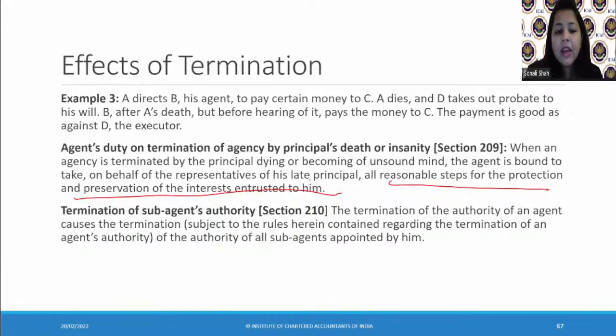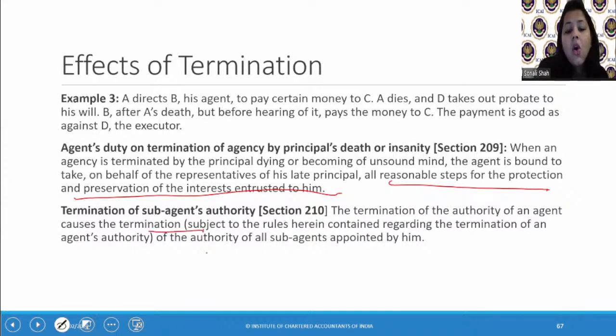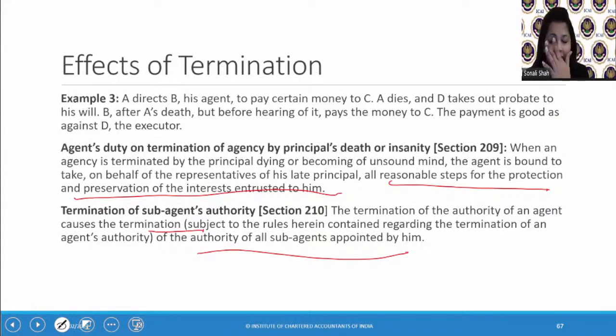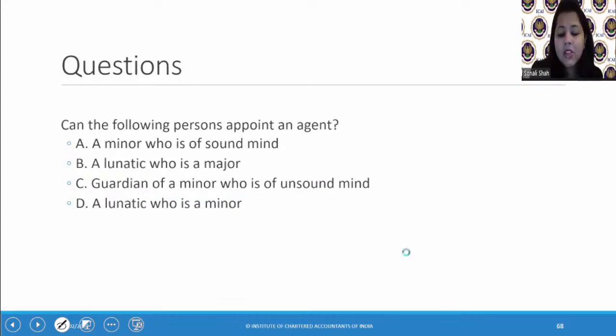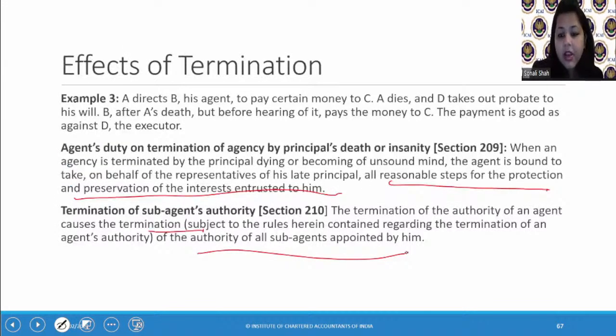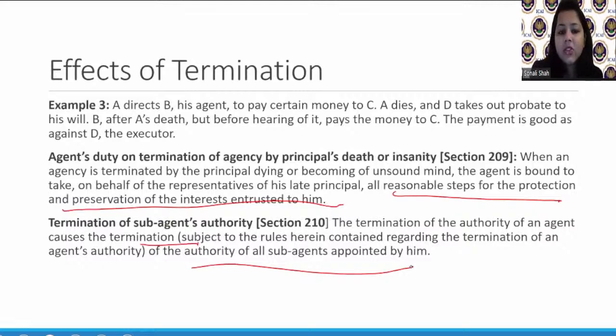Correct? Section 210 talks about termination of sub-agent's authority. It says, termination of the authority of an agent causes the termination of the authority of all sub-agents appointed by him. So whenever an agent is terminated, sub-agents also get terminated. So this is all about the key sections for revocation of authority and effect of termination.